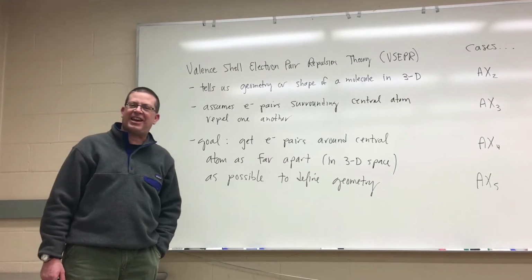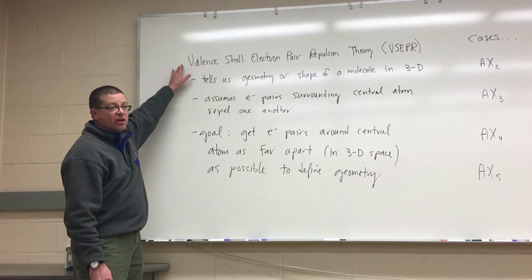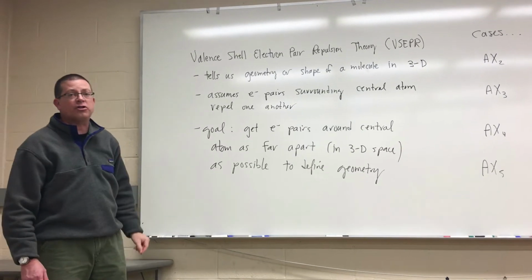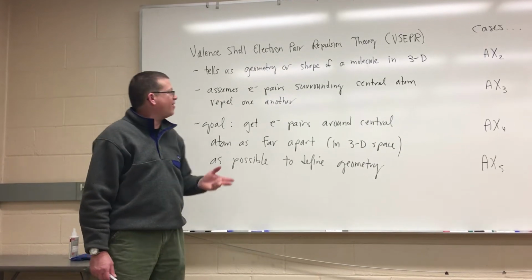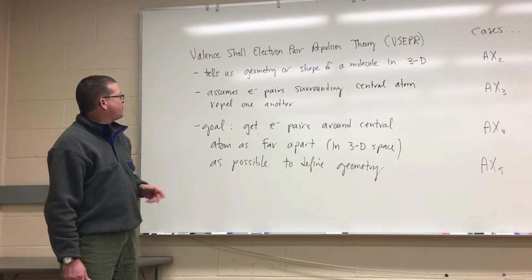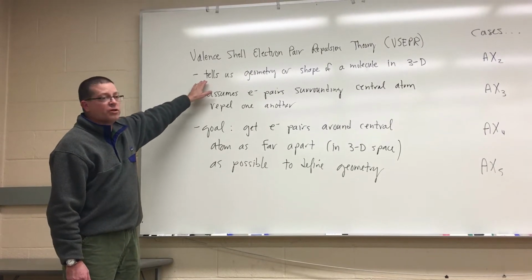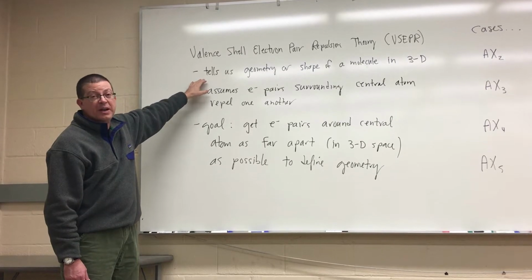Welcome back, folks. The video for today is going to focus on valence shell electron pair repulsion theory, otherwise known as VSEPR. The purpose of this is we're going to apply this theory to help us determine the geometry or the shape of a covalent molecule in three-dimensional space.